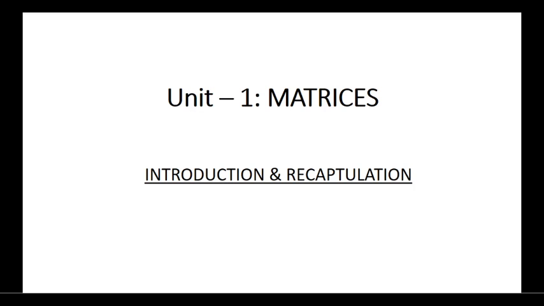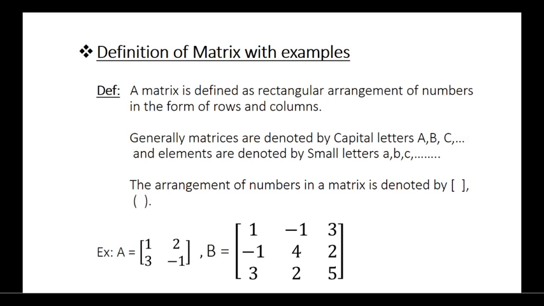As you know, matrices are arrangement of numbers in rows and columns. Most of the time we observe matrices in CET counselings while allotting seats in different colleges. We can define the matrix as a rectangular arrangement of numbers in the form of rows and columns. Generally, matrices are denoted by capital letters and the elements are denoted by small letters. Matrices can be represented by either open brackets or closed brackets.